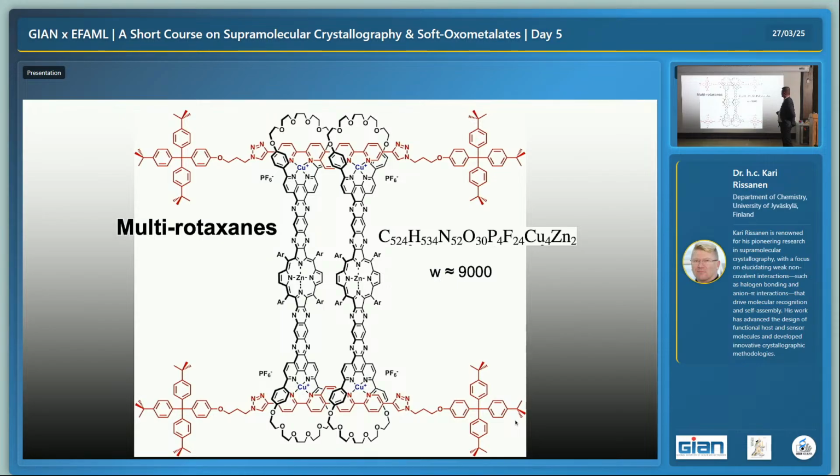It has 524 carbons, 52 nitrogens, 30 O atoms, 12 phosphorus, 24 fluorines, copper, and zinc. The molecular weight is about 9,000. When you see this kind of a molecule, which has a long rod, look how lipophilic this part here is. That also has a huge structure like this that no way you can do. But I would, of course, not show it to you.